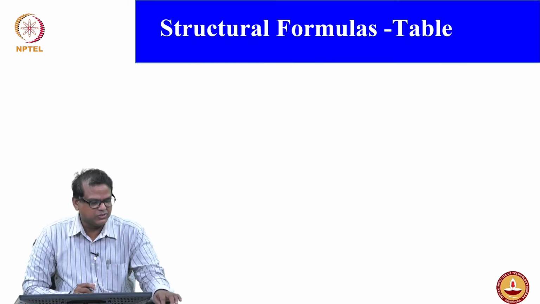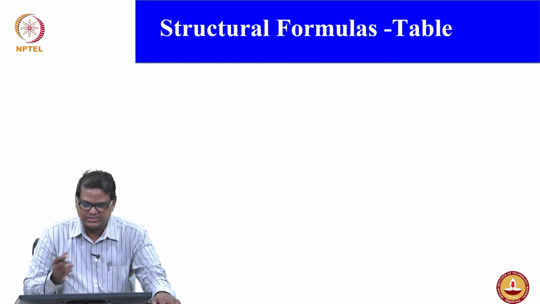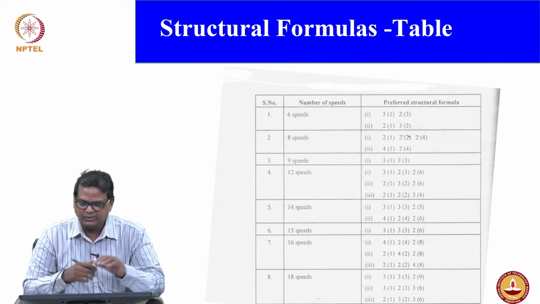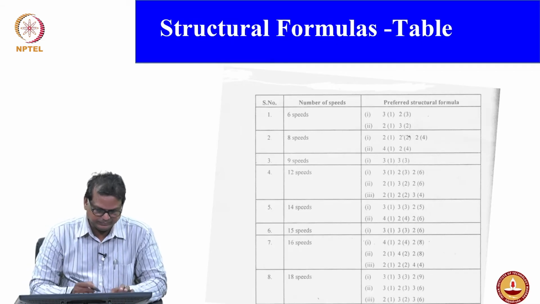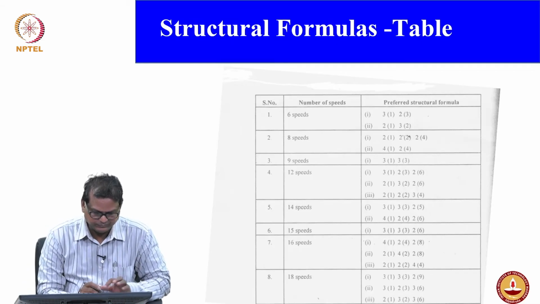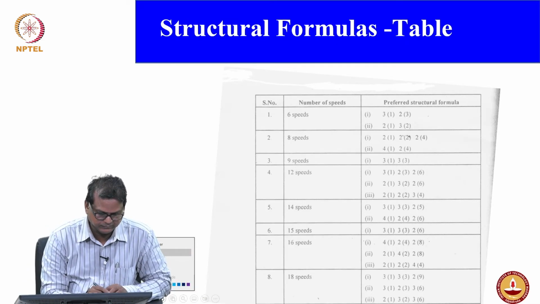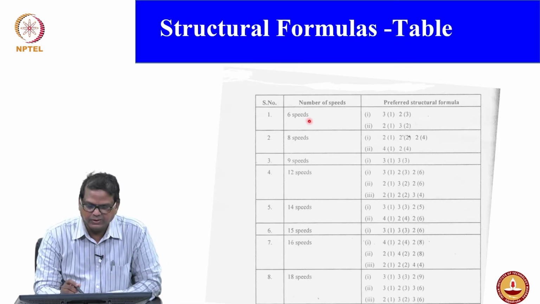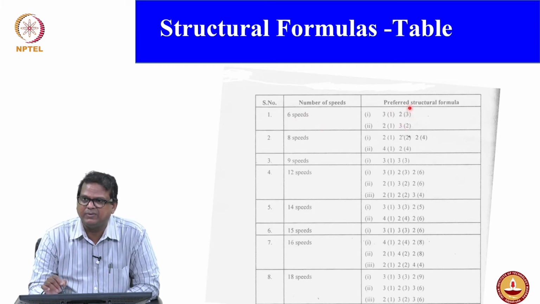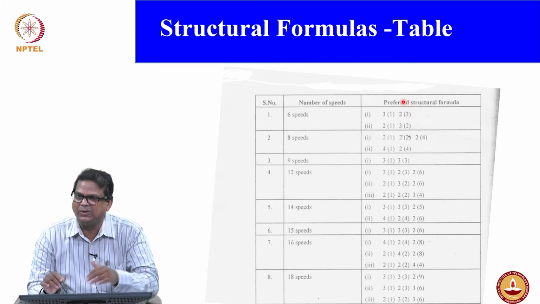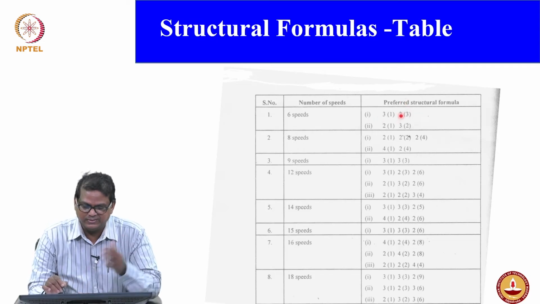Right. So I can show the structural formula table now. Again, it's taken from the PSG data handbook. You can see here different speeds are given. You can see 6 speeds is given, so 3, 2, 2, 3. So, preferred always start from higher ratio to the lower one. So that's what I said earlier.